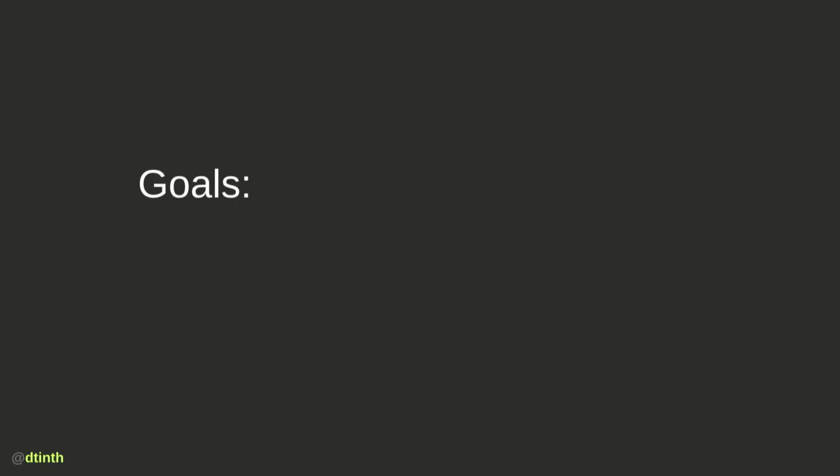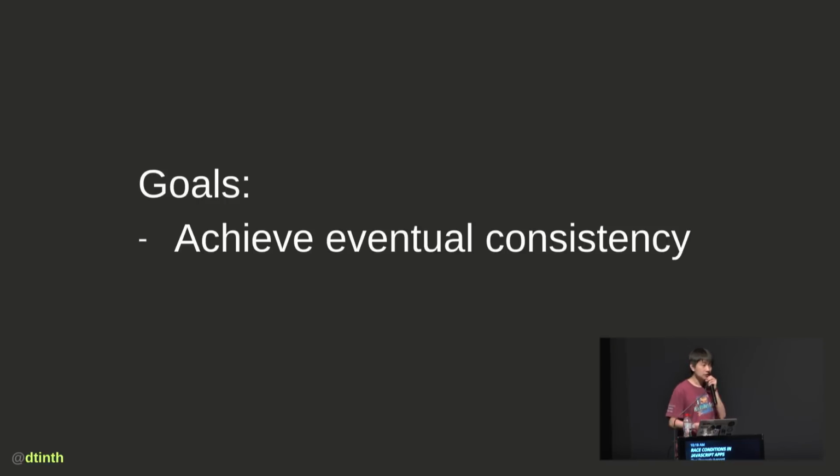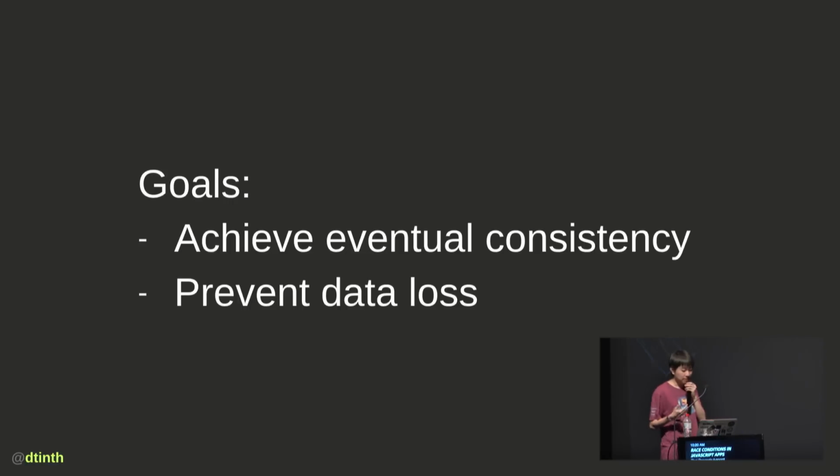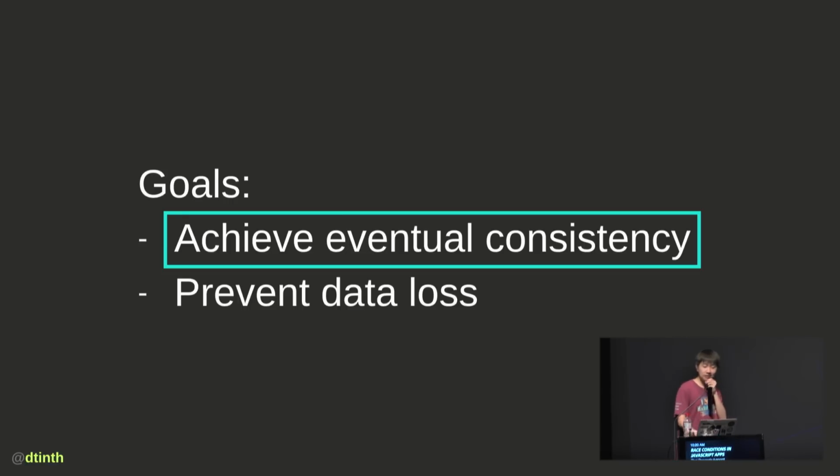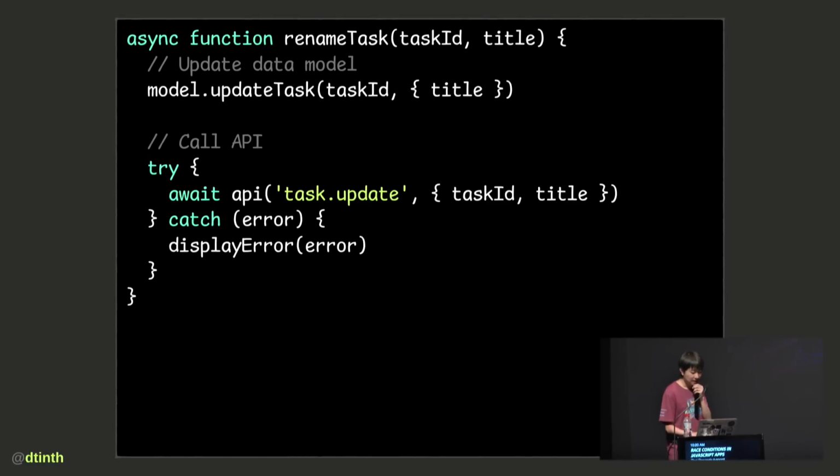So our goals shift. Data loss is a serious problem, and to fix that, first we need to try to achieve eventual consistency. That means everyone will eventually see the same thing on their screen, which I call the ground truth, without having to press refresh. And second, we want to prevent data loss as much as we can. So let's first talk about the first one.